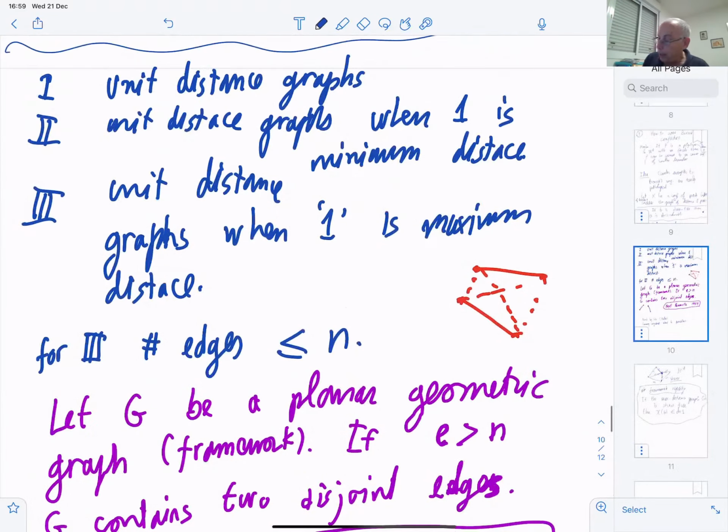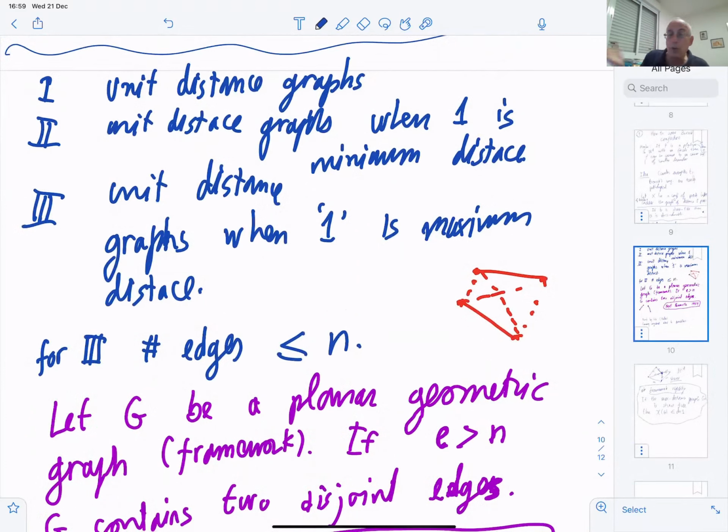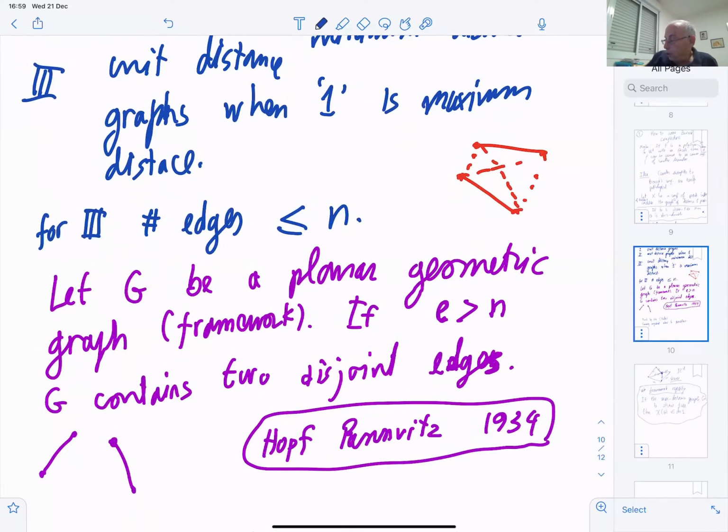This question gives rise to various unit distance graphs. One of the variants is unit distance graphs where one is the maximum distance. This is precisely the graph whose chromatic number is the object of the Borsuk problem. And in the plane, there is an old theorem of Hopf and Pannwitz, which says that if you have a planar geometric graph with more edges than vertices, then you have 2 disjoint edges. This is a very nice theorem.